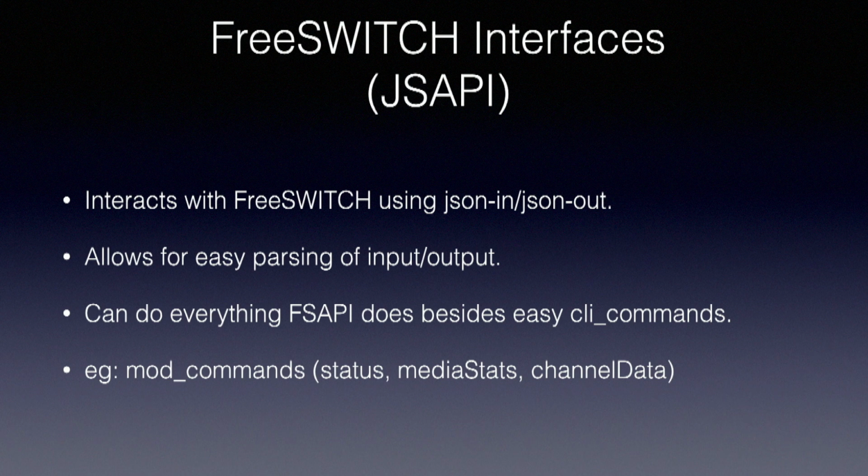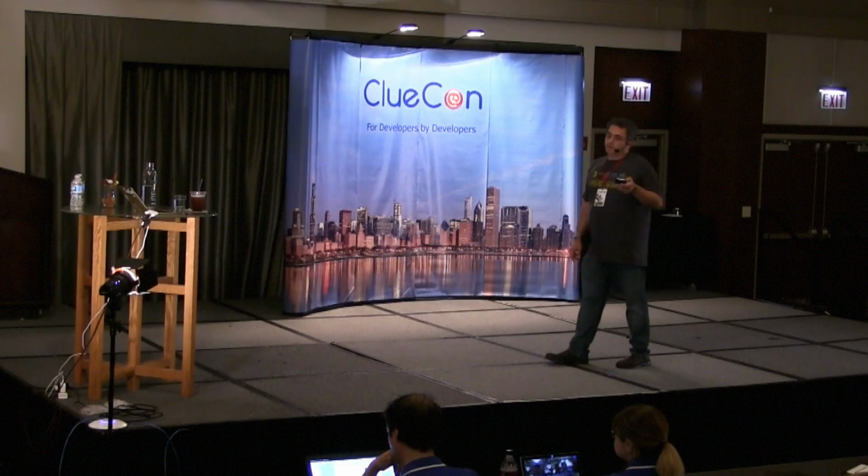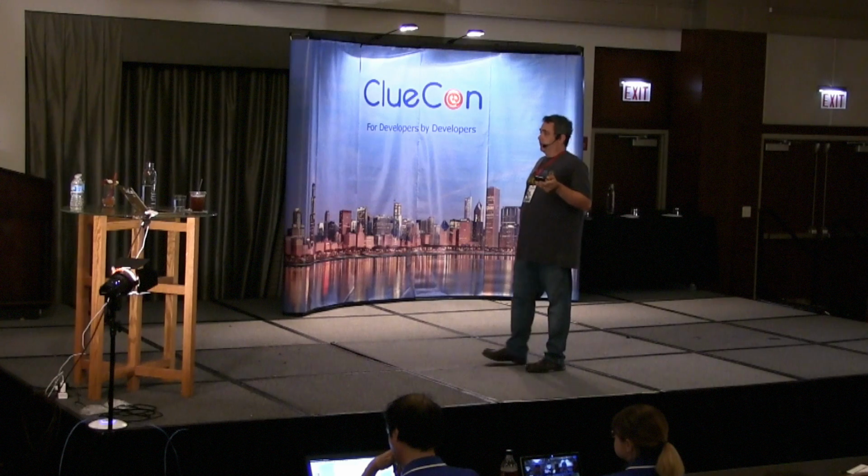Okay, there's one other interface that is new and we haven't done much with it yet, but we're going to be working on it as we go: the JS API, which is very similar to FS API, only it speaks JSON objects in and out. Where this differs is it's meant mostly for an application or computer to talk to the API, because you won't be typing JSON out at the prompt. So you lose that functionality from normal FS API.